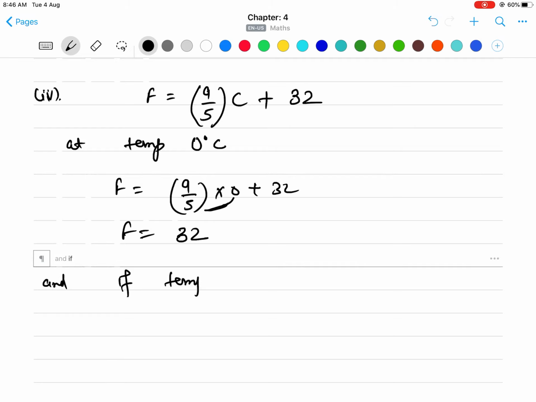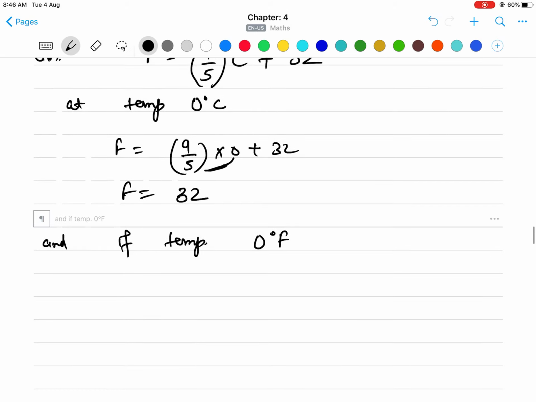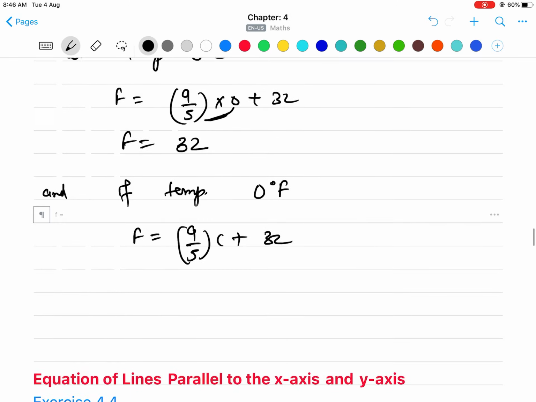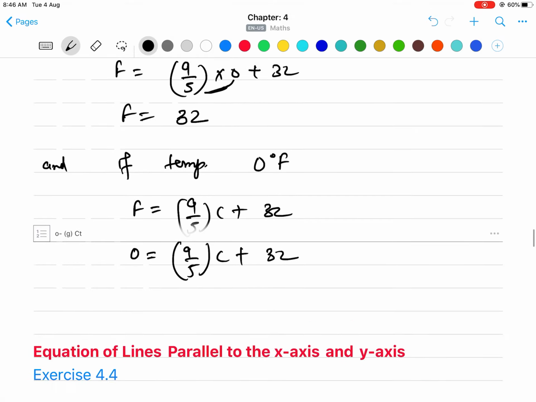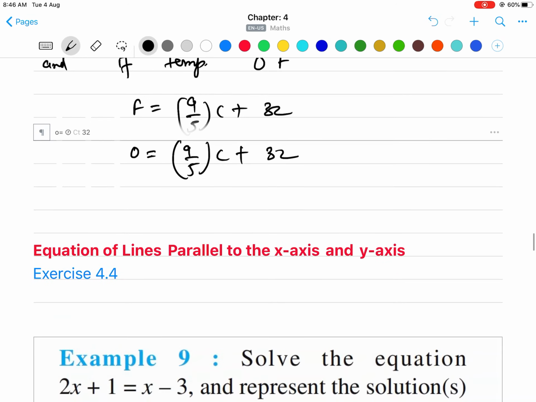Okay, and if the temperature is 0 degrees Fahrenheit, what will be the Celsius reading? Again, we'll first write the equation, which is F equals 9 by 5 into C plus 32. Now at the place of F, we'll write 0 equals 9 by 5 C plus 32.